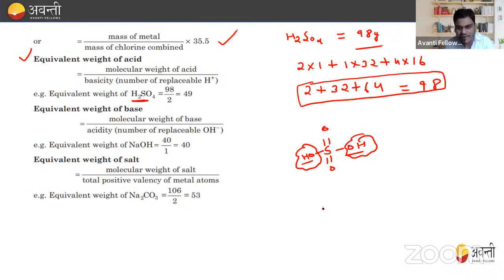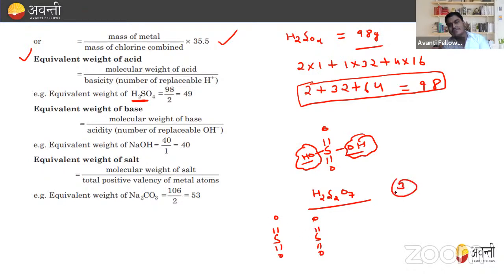For example, if I draw the shape of H2S2O7, and someone asks how you will say whether it contains two replaceable H plus or one, how will you know? If you know the structure of this, that is, S double bond O, S double bond O, again that is SO, SO. So how many O are still left with us? Still we have 1, 2, 3, 4.